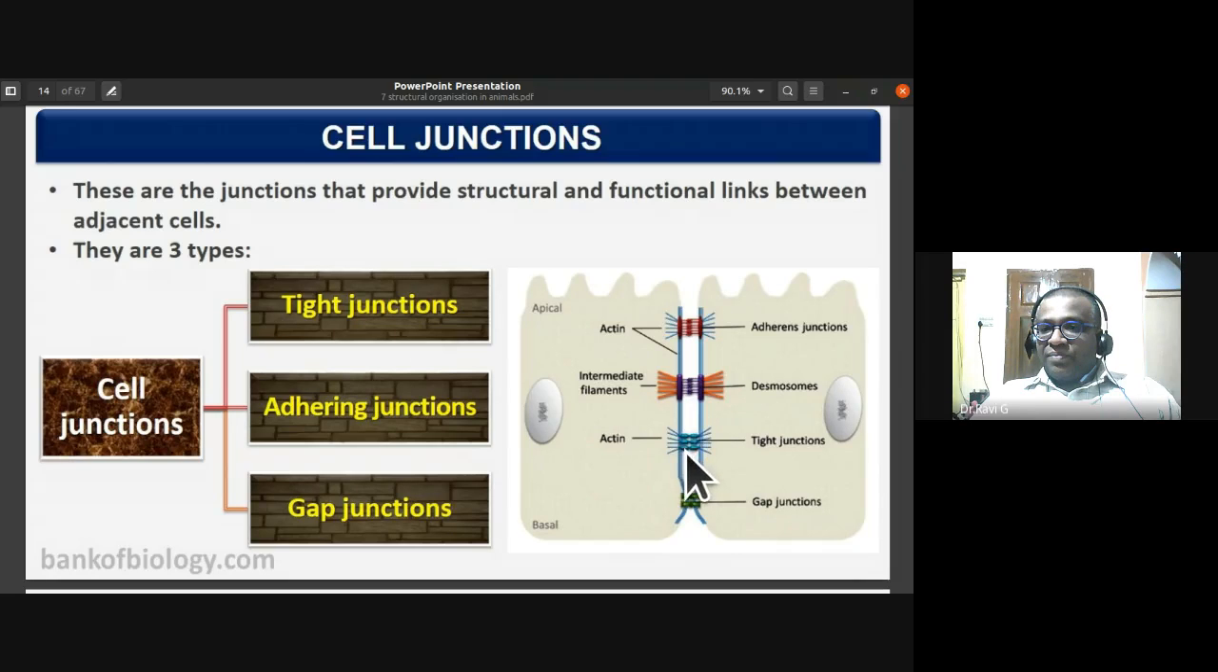These are the junctions that provide structural and functional links between adjacent cells, as I told you. The tight junctions are tightly held together. In the gap junctions, you notice there is a gap between the adjacent cells, so we call them gap junctions. So the cell junctions are of three types: the tight junction, adhering junction, and gap junctions.